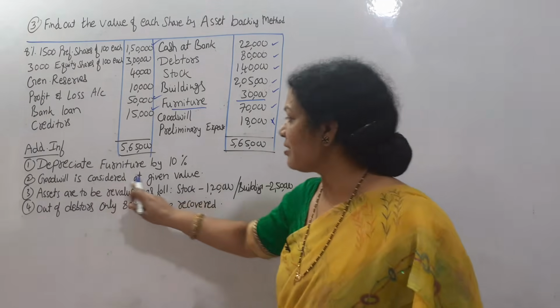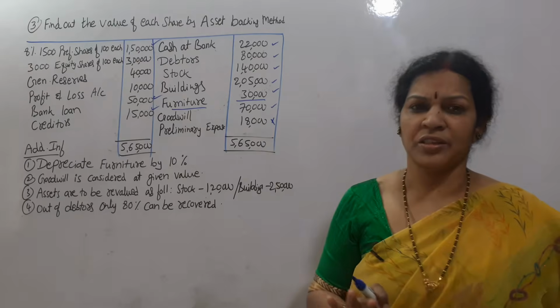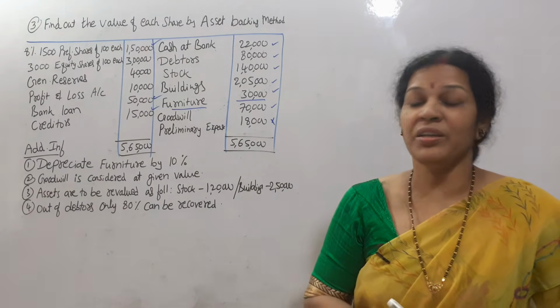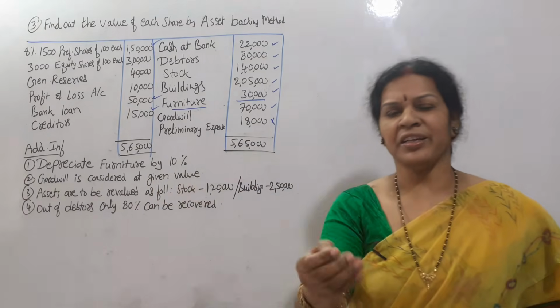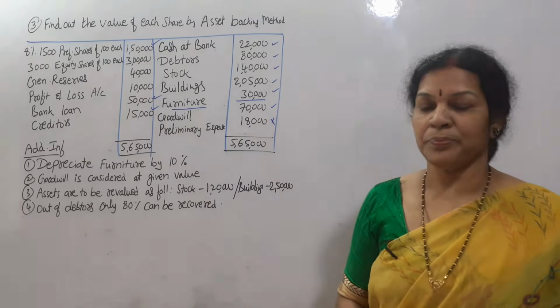Next one, goodwill is considered at the given value. In the previous problem we calculated goodwill. Now here they are saying it is not required, take it as it is. So we are going to consider goodwill as it is, 70,000.